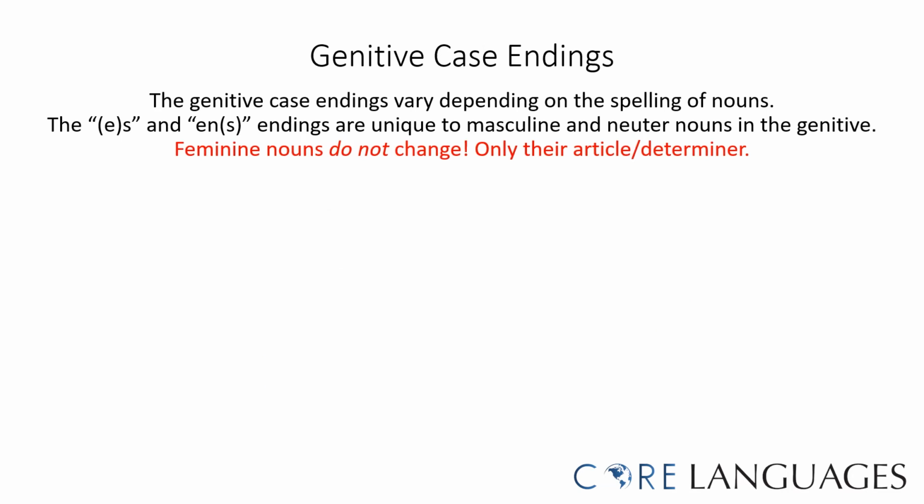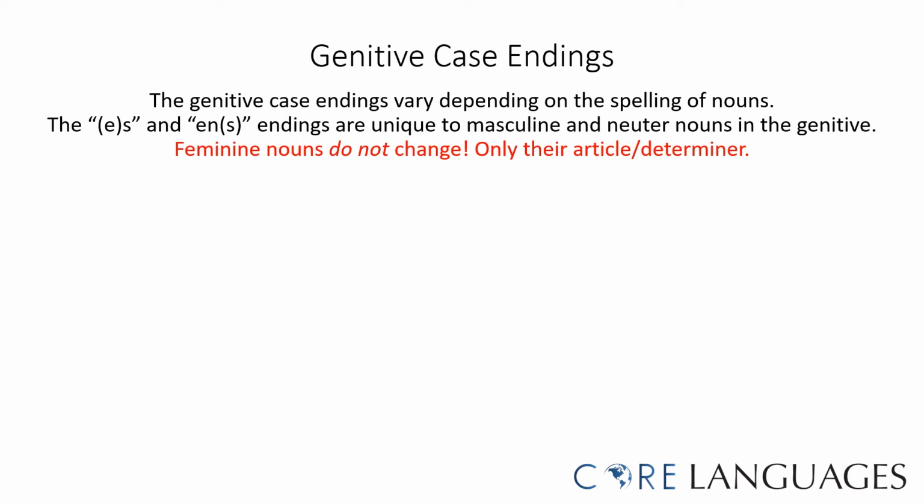The genitive case endings vary depending on the spelling of nouns. Typically, we add either es or s, and ens or en. We only add case endings to masculine or neuter nouns in the genitive. Feminine nouns do not change and never take a case ending. Only their article or determiner changes.